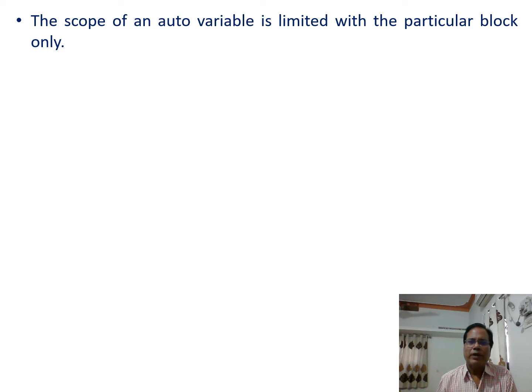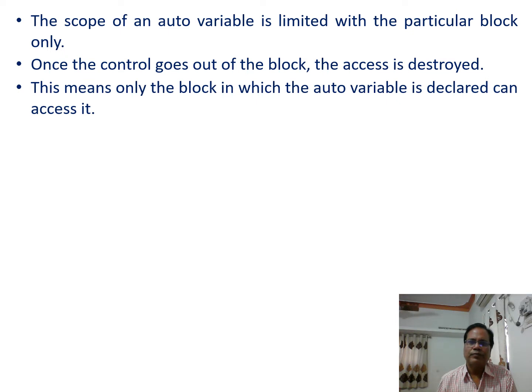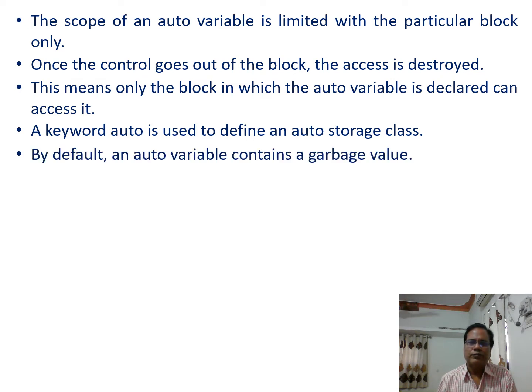The scope of an auto variable is limited to the particular block only. Once the control goes out of the block, the access is destroyed. This means only the block in which the auto variable is declared can access it. The keyword auto is used to define an auto storage class. By default, an auto variable contains a garbage value. Let us see an example.